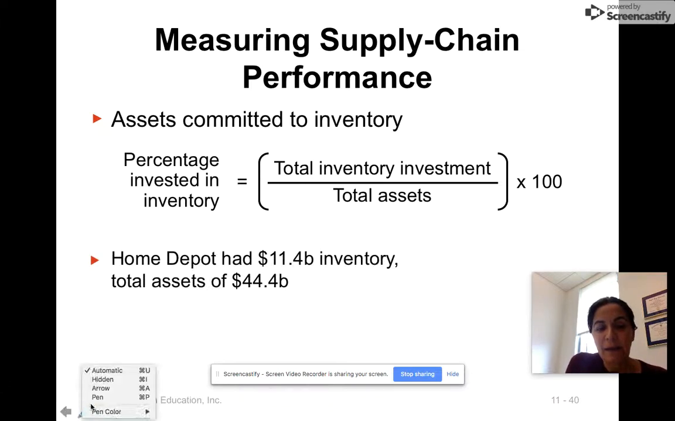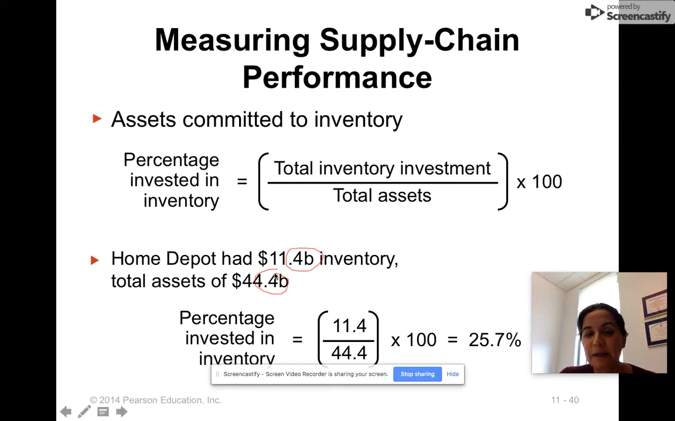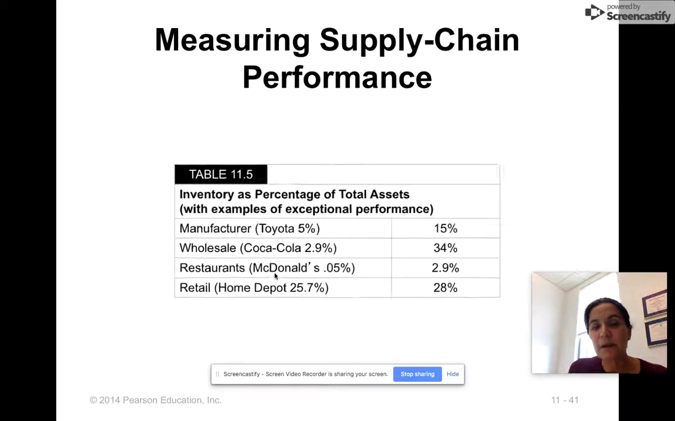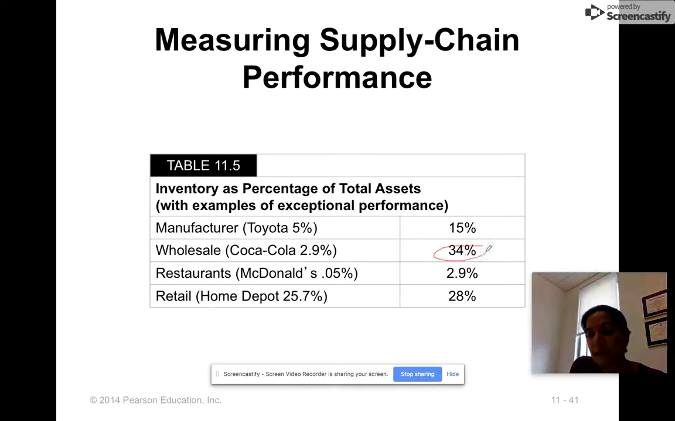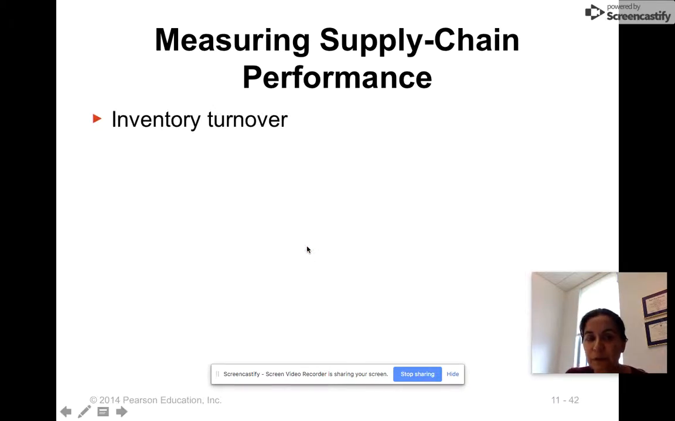If Home Depot has 11 billion in inventory and total assets of 44.4 billion, you can look at the percentage invested in inventory, which stands at 25.7%. That's the number for Home Depot, and you can compare it to Toyota at 5% and Coca-Cola at 2.9%. As you can see from the benchmark, within wholesale industries it's 34%, but Coca-Cola is only at 2.9%. So it's a really small percentage of total assets that are invested in inventory for Coca-Cola.